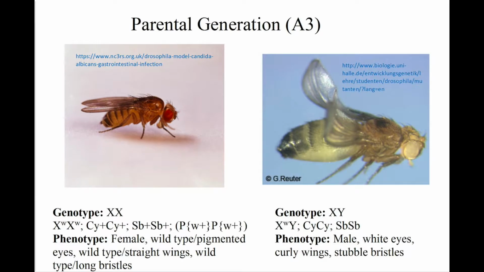Now we will go through the crosses conducted in this experiment. Our experiment ID number was A3. Our parent flies consisted of a true breeding wild type female which had pigmented eyes, straight wings, and long bristles, and a true breeding mutant male which had white eyes, curly wings, and stubble bristles. These parent flies produced the F1 offspring that we sorted and collected for experiment 1.